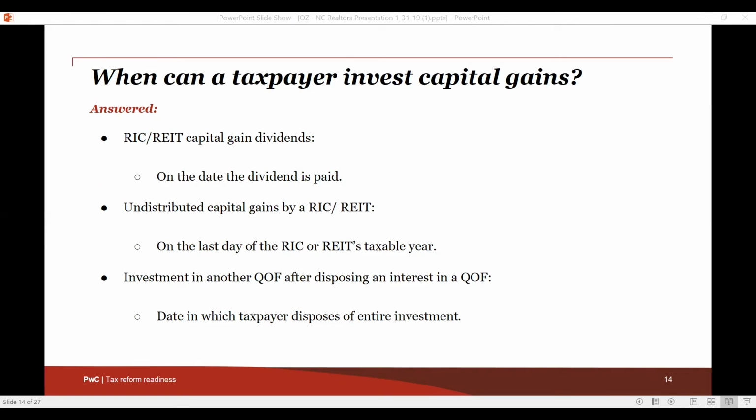If a taxpayer has a capital gain from a RIC or a REIT, then the 180 days begins the date the dividend is paid. Also, if the taxpayer is invested in a qualified opportunity fund and decides to sell their interest in the qualified opportunity fund for a capital gain, they can recontribute that gain into a new qualified opportunity fund, and the 180 days begins on the date the taxpayer disposes of the original investment. So they can keep deferring the gain if they continue to reinvest the gain into new qualified opportunity funds.